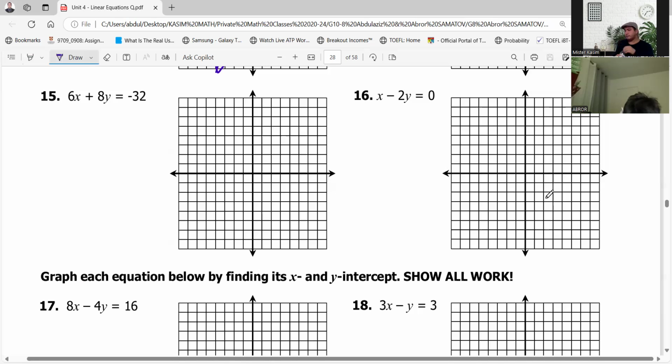I'm done. Done? So what is it? 6x plus 8y. No, wait. The slope-intercept form. No, the... 4x plus 7. 4x plus 7? It's wrong. Do it again. I'll give you one more minute. Okay. We practice a lot and still you're making a mistake, bro.